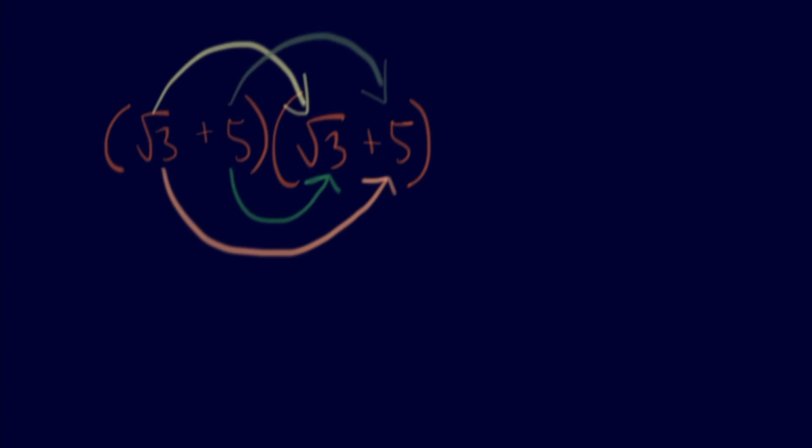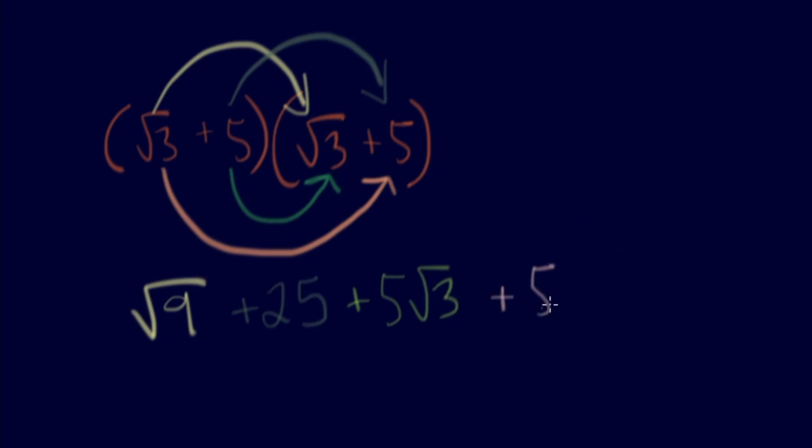Let's work with it. What's root 3 times the square root of 3? Well, that would be the square root of 9. I'm going to go slow. You might want to put that as 3 right now. What would happen with the 5 times 5? Well, that's going to be 25. And then, of course, we have 5 times root 3, which is just 5 root 3. And we have also root 3 times 5, so there's going to be another 5 root 3.